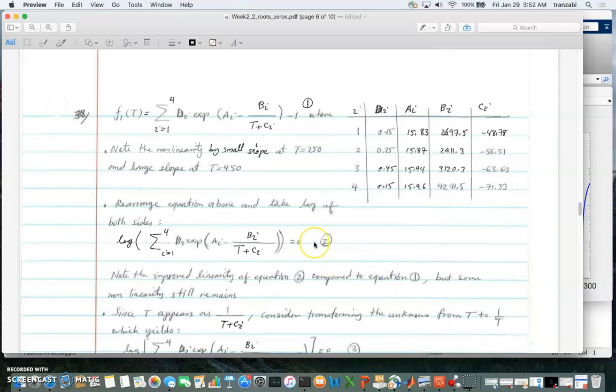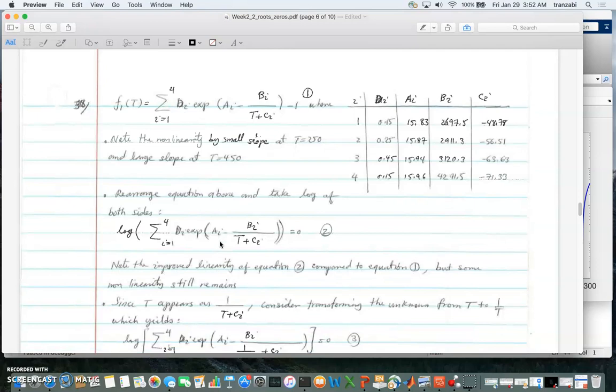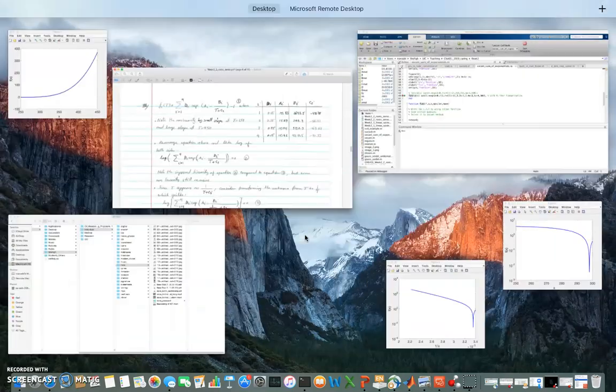The first step for linearization is to move this 1 to the right side. Imagine f of x equal to 0. I can add 1 to both sides, or in other words, move 1 to the right side, and then take the log of both sides. Then we get the log of this sum equal to 0. Now if you plot this function, log of something equal to 0, we get the second window here.